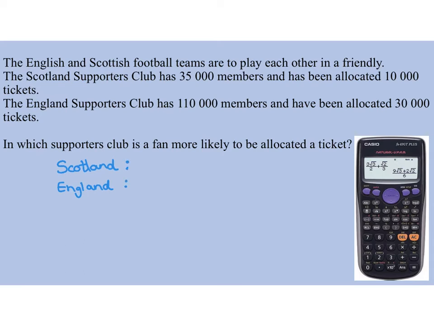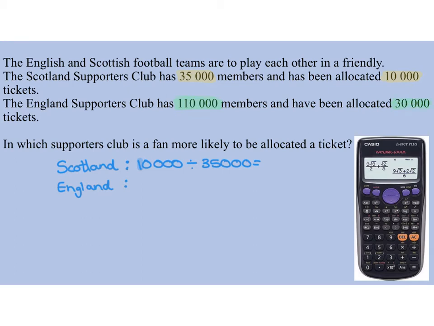Now, this is one where they're trying to trip us up. 35,000 members, allocated 10,000 tickets. They've been allocated 10,000 tickets for their 35,000 members. So when we're doing probability, we have to be careful of the small number divided by the bigger one. Sometimes the question's round the wrong way. So look at this bit here, look at this bit here.